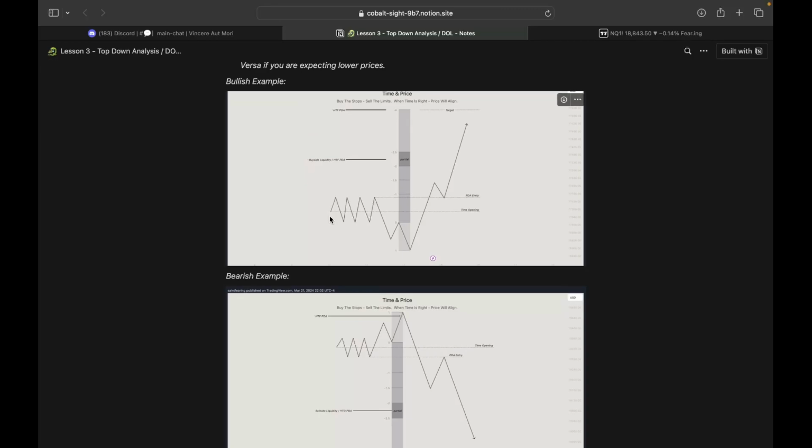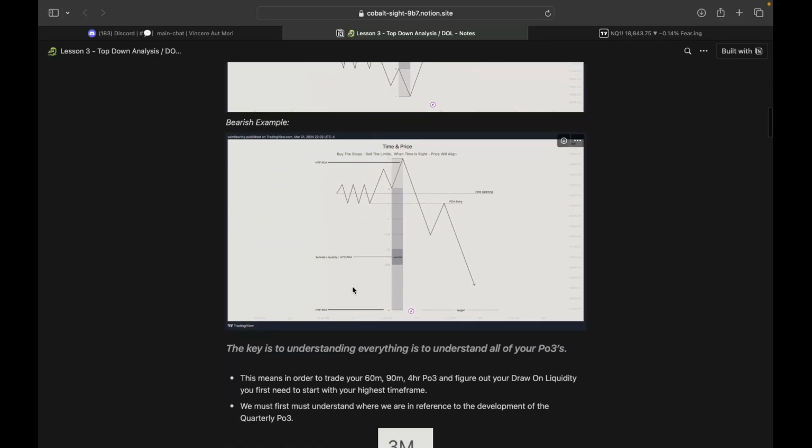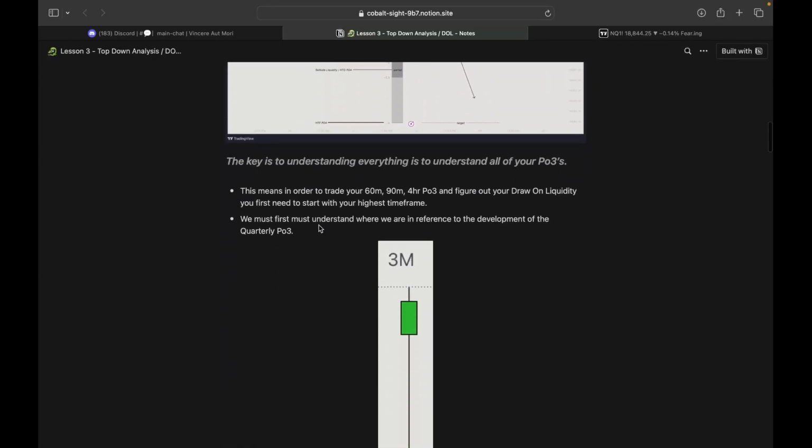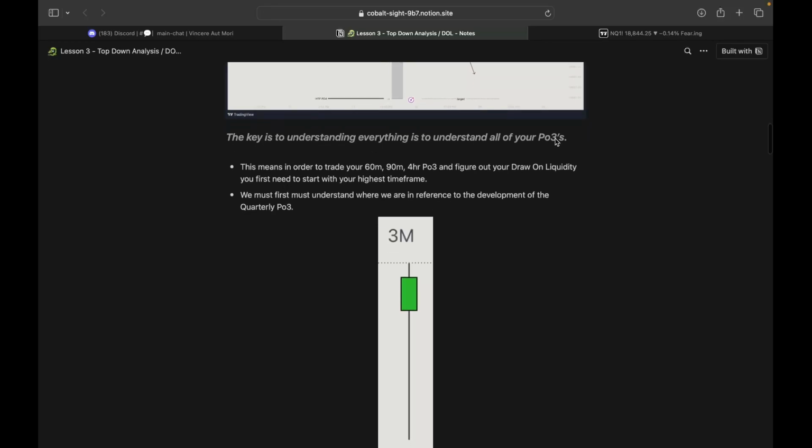Time opening, accumulation, manipulation, distribution. We utilize standard deviation to show us potential areas to target and I trade. And here's a bearish example. But yeah, the key to understanding everything is to understand every single Power 3.